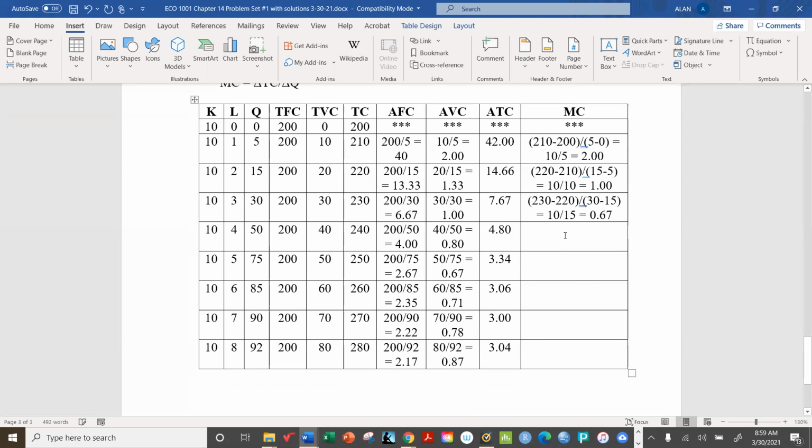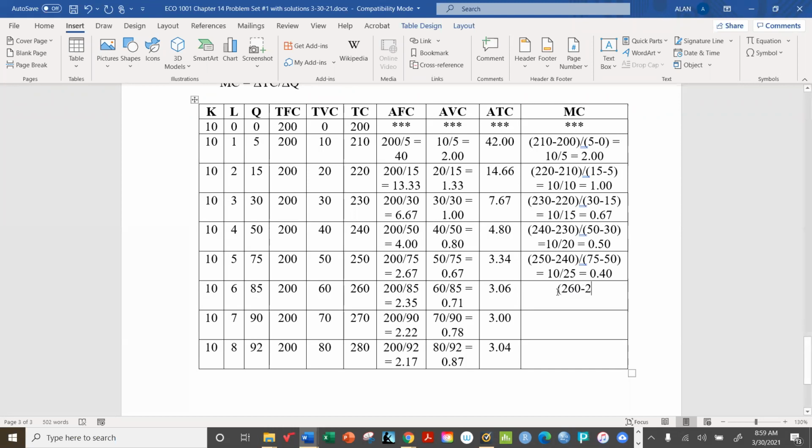Now for the next one, the total cost rises from 230 to 240, while the output goes from 30 to 50. So we'll have 10 over 20, which is only a half. And then here, total cost goes from 240 to 250, while the output jumps up from 50 to 75. So we've got 10 over 25, which is 0.40. Here the marginal cost is falling off pretty quickly, but sooner or later that will stop.